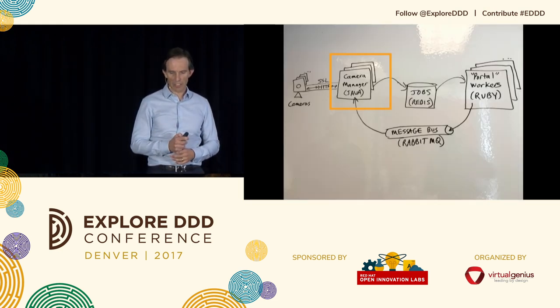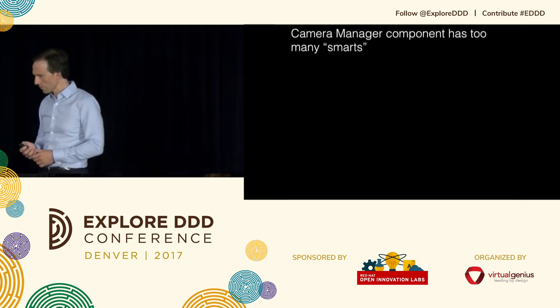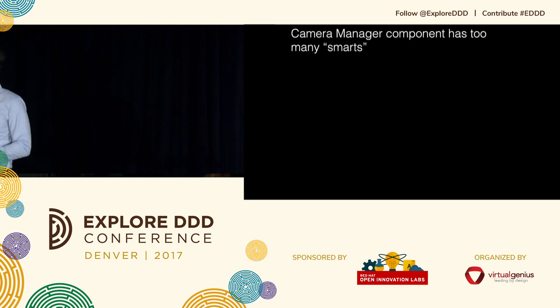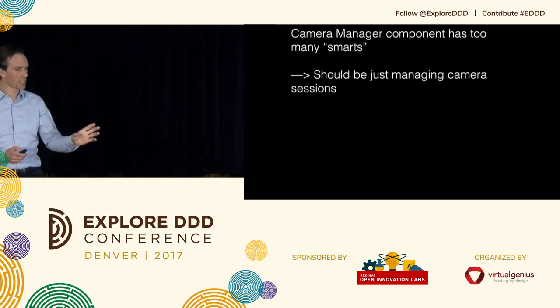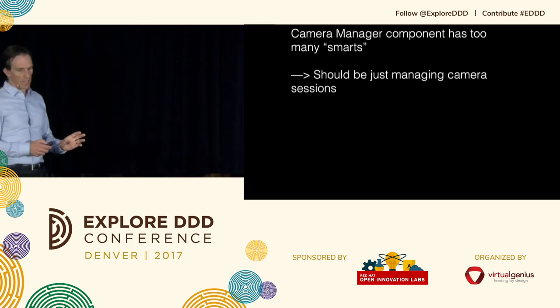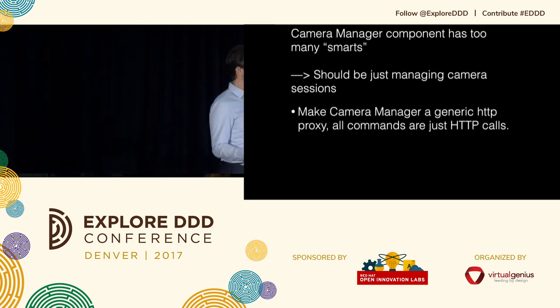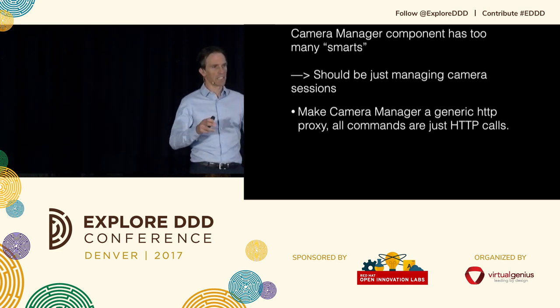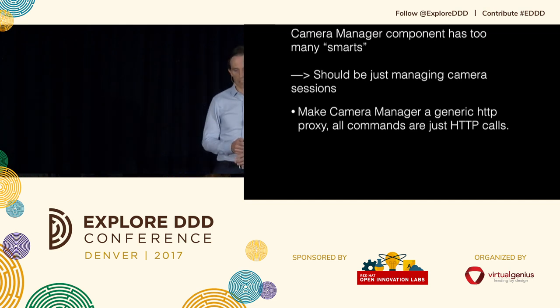So we decided on the Java side, what could we do? The camera manager has a lot of smarts, way too many. So here's the hypothesis. It should just be managing camera sessions and nothing else, right? It should just be fairly dumb rather than being where most of the domain logic was. And so our thought was, what if we could make camera manager into just a generic HTTP proxy and not much else? And basically consolidate the smarts around the camera commands on the Ruby side.